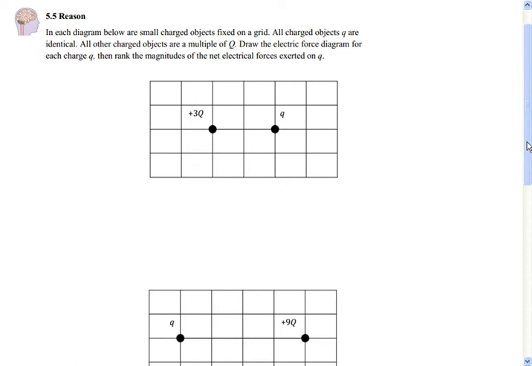Okay. So we are going to talk about using Coulomb's law of electrical attraction to reason about electric forces. The proportional form of Coulomb's law is that the force of one charged object on another charged object is proportional to the amount of charge on the first object times the amount of charge on the second object divided by the center-to-center distance between them squared. So in a question like this, it's important to read the text.